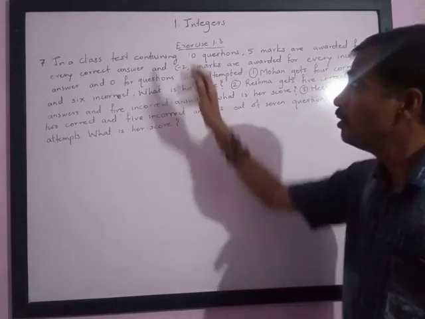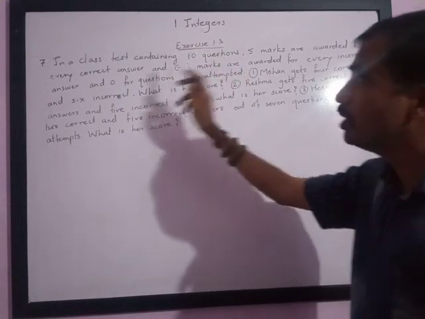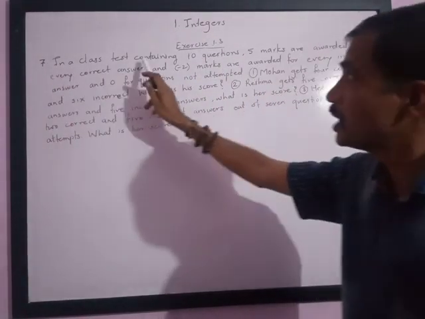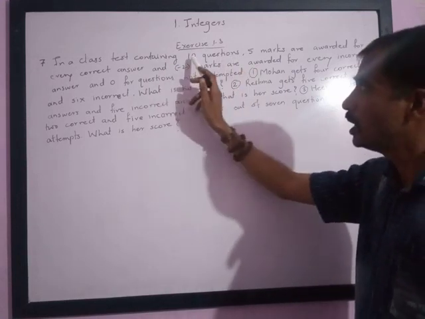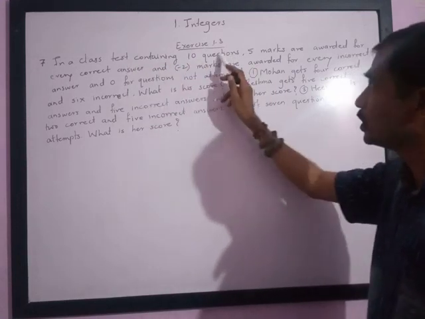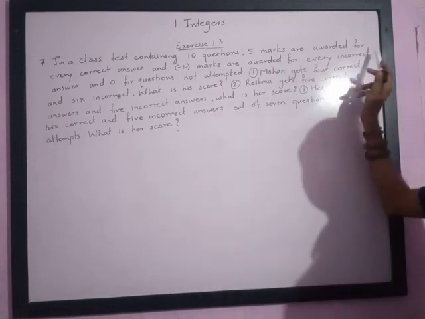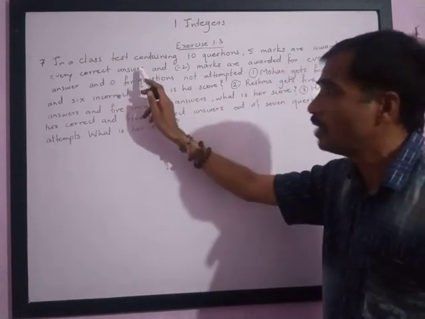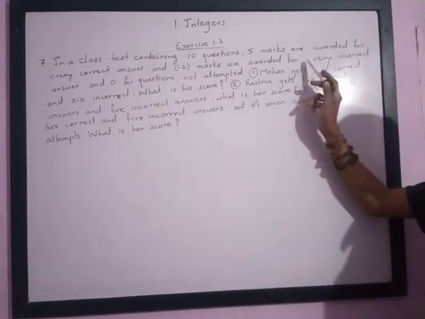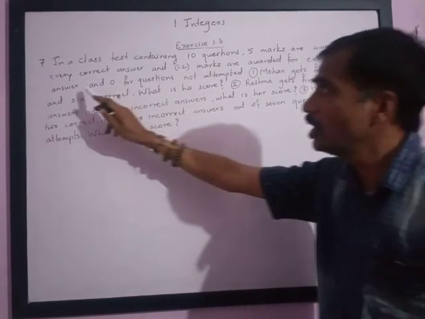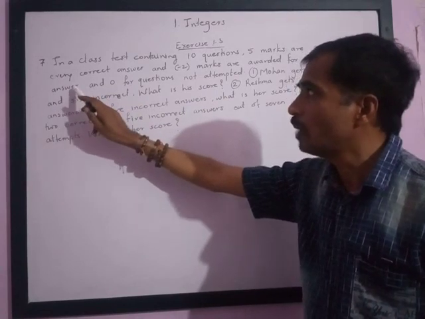Dear friends, in first chapter exercise 1.3 we have the 7th question. In a class test containing 10 questions, a test was conducted in a class and the test had 10 questions. 5 marks are awarded for every correct answer. So if the answer is correct, 5 marks were given. And negative 2 marks are awarded for every incorrect answer. So if the answer is wrong, negative 2 marks are given.